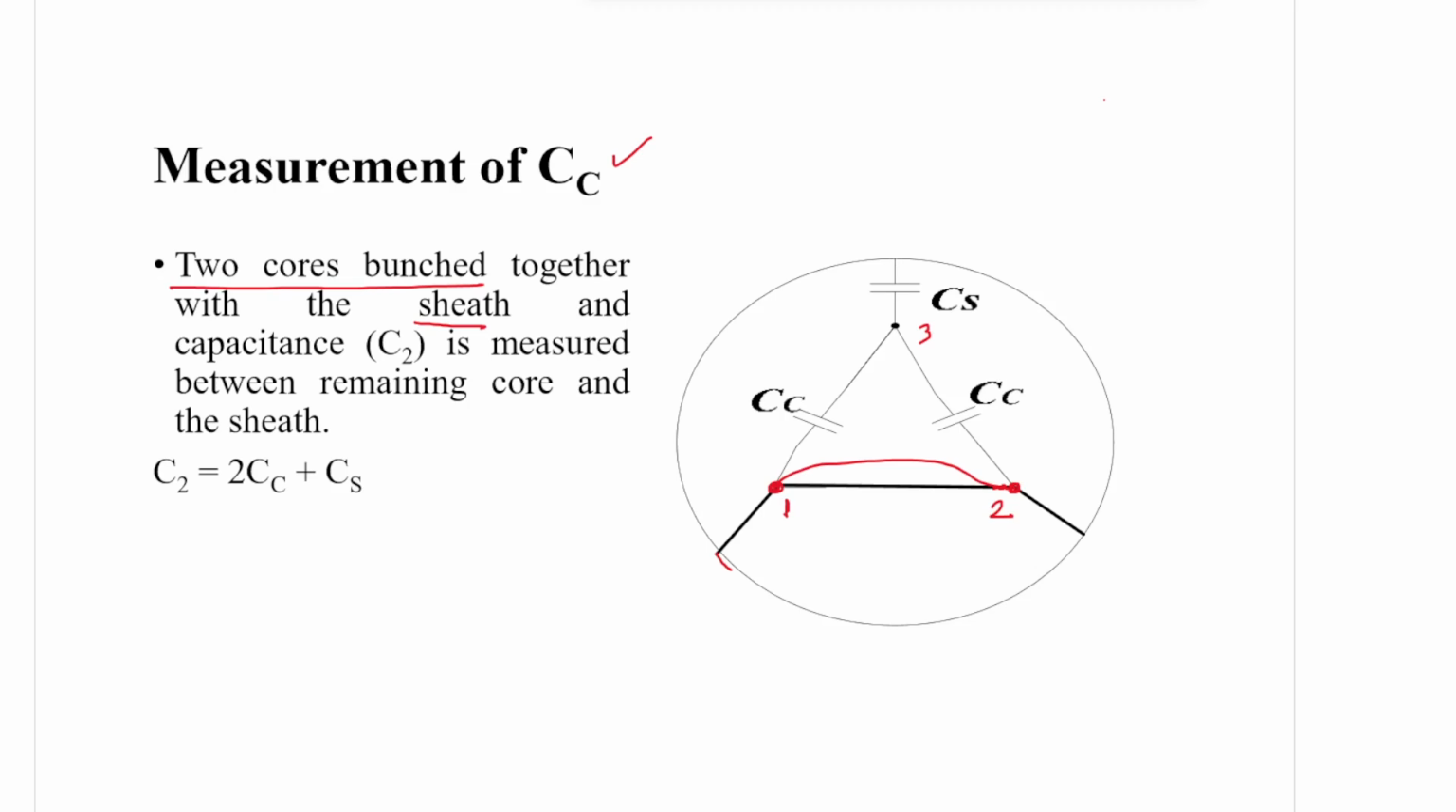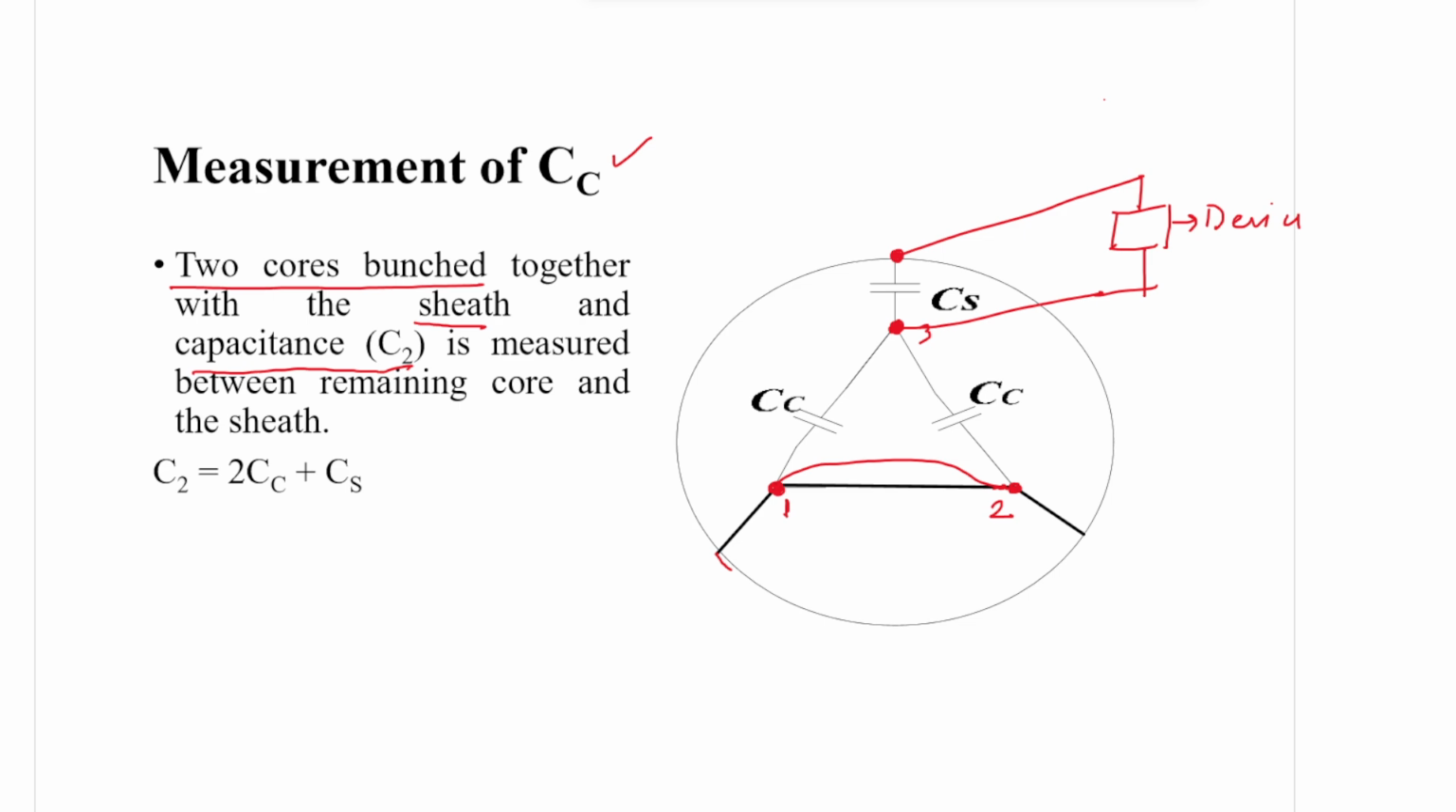So this is the equivalent diagram. This is 1 core. Now conductor 1 and core 2 become the same core, and conductor 3, or core 3, is the healthy core. With respect to the measuring device, you see the capacitance C2 is measured between the remaining core and the sheath. So you should keep your measuring device at these 2 points. This is the measuring device. Lead number 1 should be placed at the remaining core and lead number 2 should be placed at the sheath.